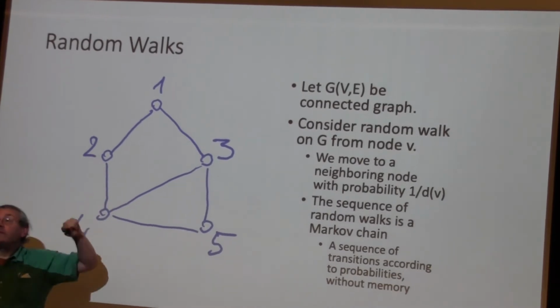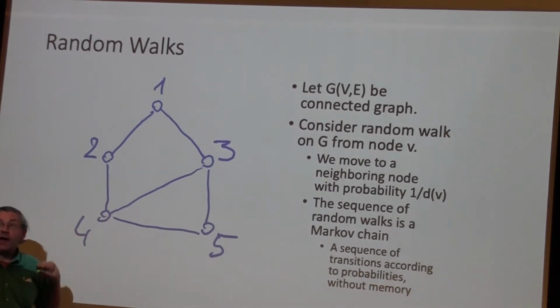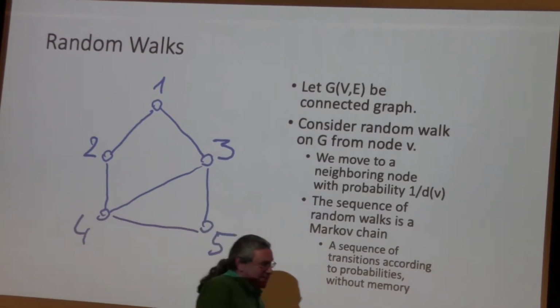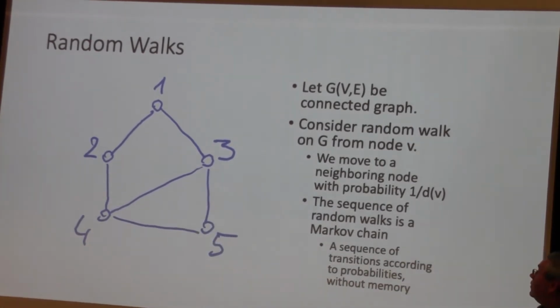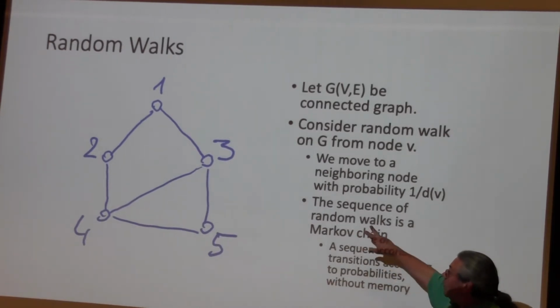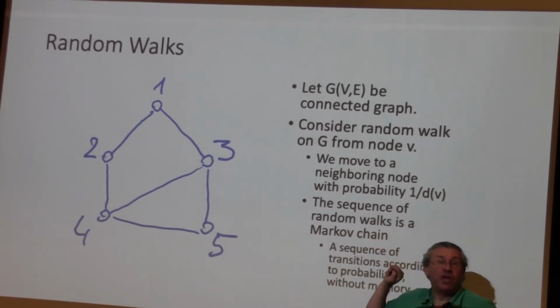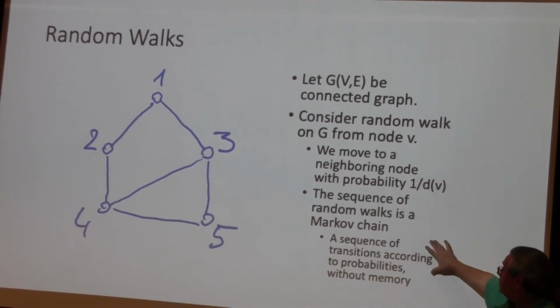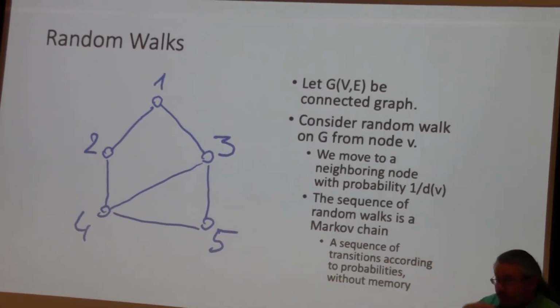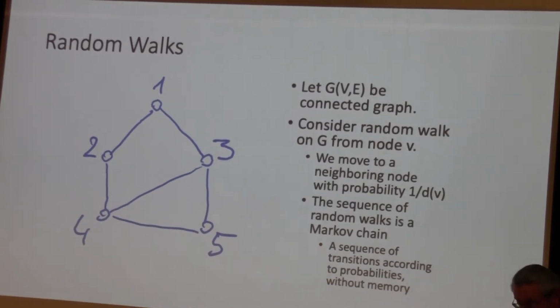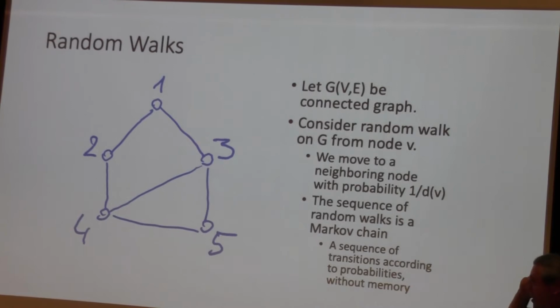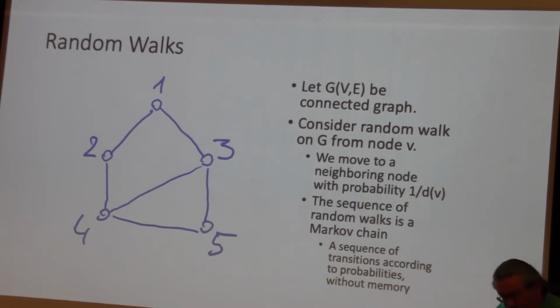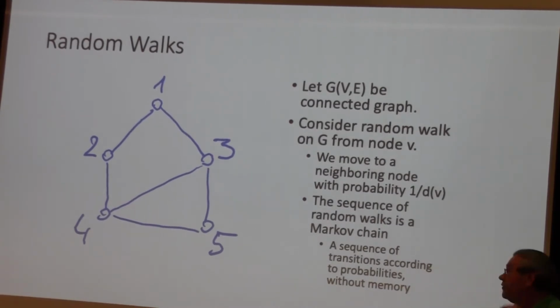So you walk around like that, and each time you choose an edge with probability. This sequence of nodes is called a Markov chain, something you may have seen. If you have a state machine and you go from one state to the other according to probabilities, and you have no memory, okay? Each time you go in a place, you're there, and then you don't worry about where you came from. You just keep going. This is a memoryless sequence. It's called a Markov chain. So these random walks are Markov chains. Okay?